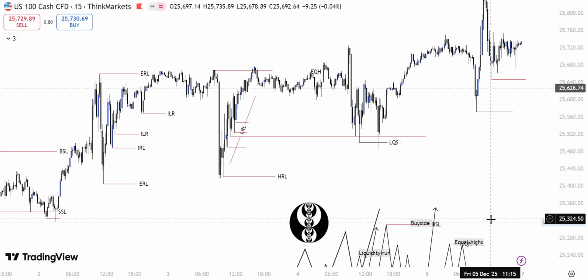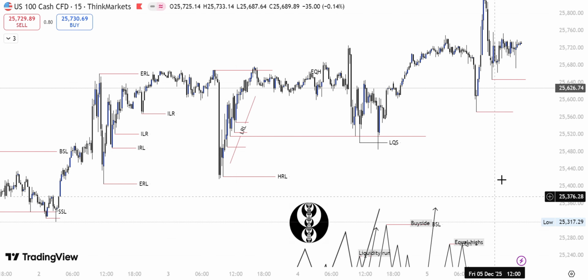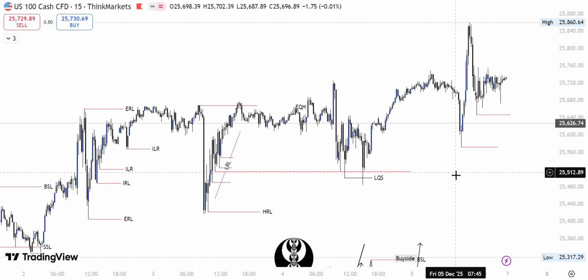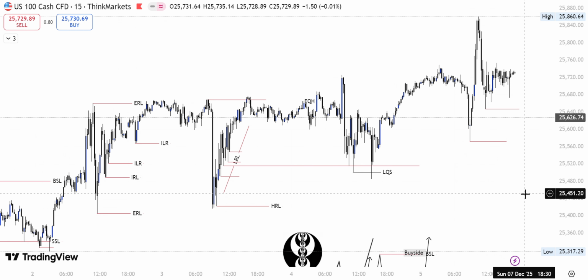Because what does price want to do? It always wants to do two things. First off, it wants to target imbalances in price, which are the fair value gaps, the gaps, and it wants to target liquidity, whether liquidity grabs, liquidity sweeps, and everything like that.